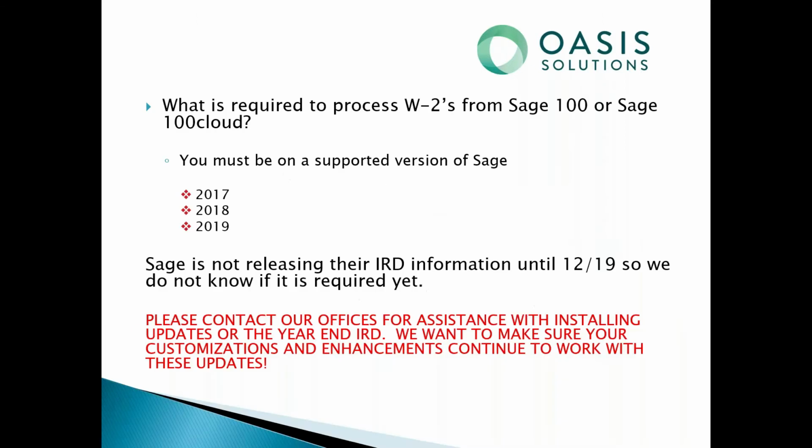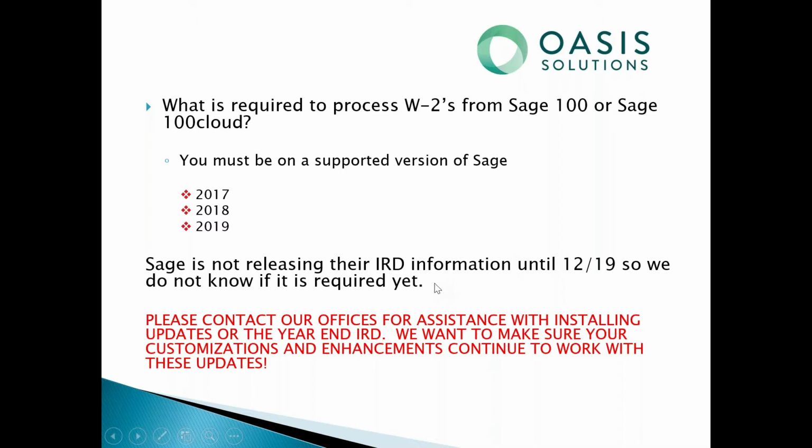So what we're going to talk about first is a little bit about what's required to process W-2s from your Sage software. So the first thing is that you should be on a supported version of Sage. And the current supported versions are 2017, 2018, and 2019. So if you find that you are on a version prior to 2017, get in touch with us and we'll let you know if we anticipate any issues with you being able to print your W-2 forms.